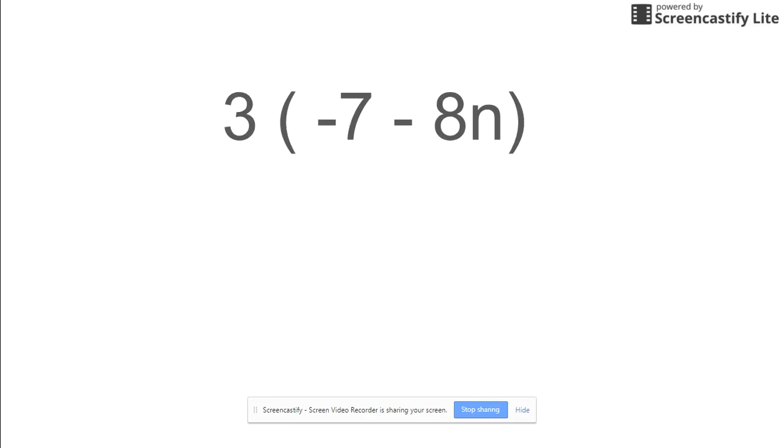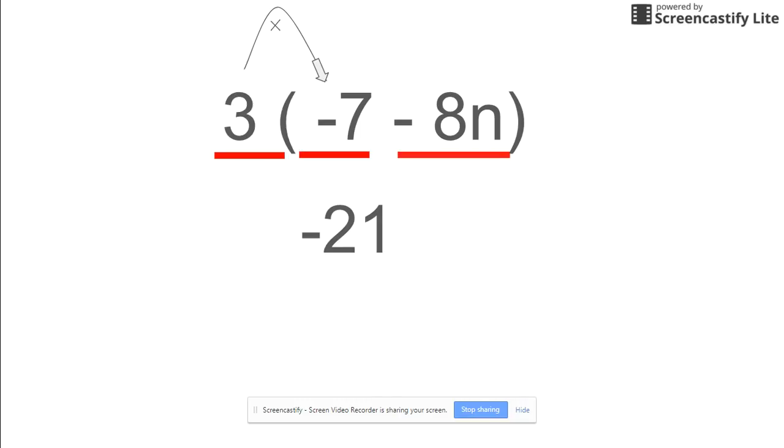Our next example is similar to our last example. Now I see a positive 3, I see parentheses, and I see a -7 and a -8n. Always take those signs before. So first, we're going to take the 3 and the -7 and do the first hump with 3 times -7, which is -21. Our second hump is 3 times that -8n. 3 times -8 is -24n. So using the distributive property, we distributed 3 times -7 and 3 times -8n. Our simplified answer is -21 minus 24n.